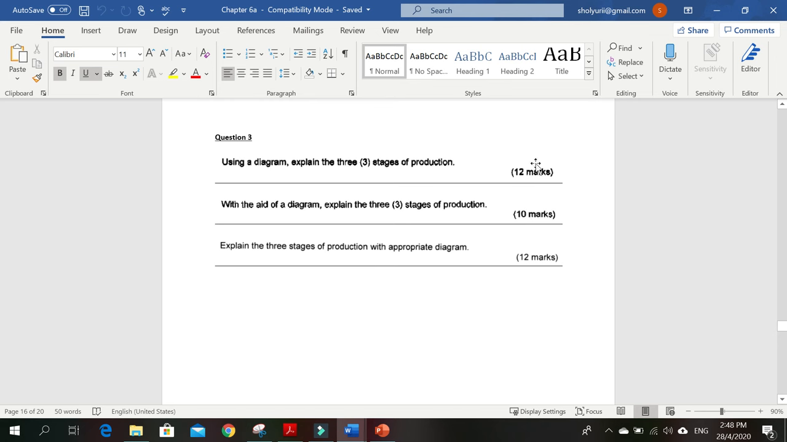Yang 12 ni soalan lama. Start 2015 and above, semua soalan untuk essay is 12 marks. With the aid of diagram. So, bila saya letak bawah satu soalan here, meaning that this is the same question. Cuma cara tanya dia berbeza.